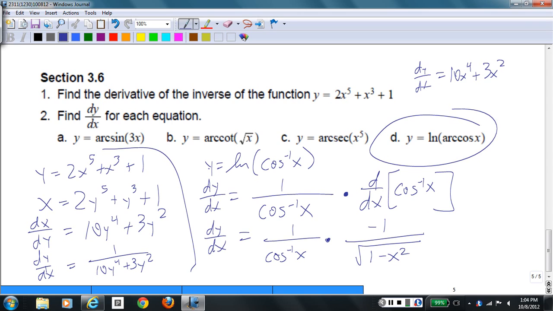So you could clean that up a little bit, I guess. -1 over, I don't know, just put it in a single fraction rather than 2. Maybe parentheses around that. I think that's about as simple as it gets. I would be content with the radical in the denominator. I wouldn't feel the need to rationalize that because most of the time it's going to be irrational anyway.